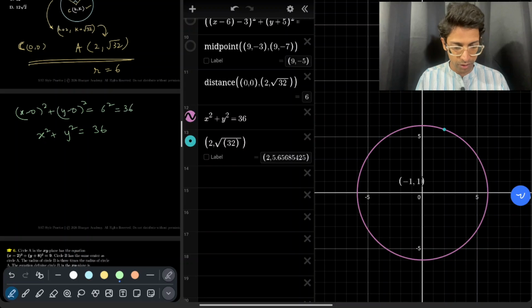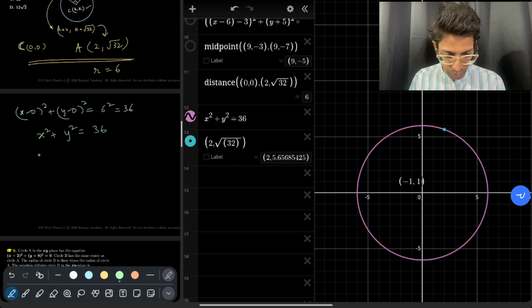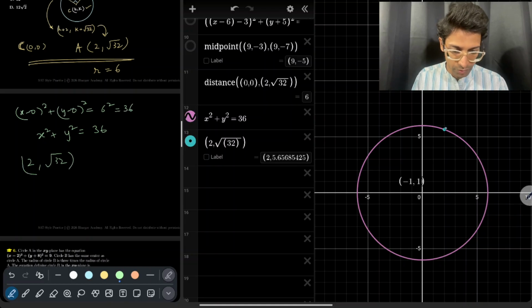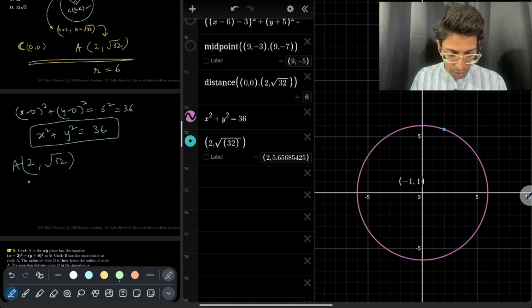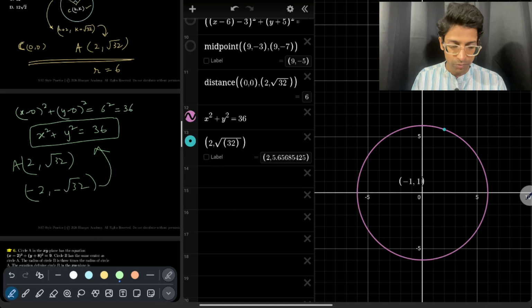Please pay attention. Now, let me tell you something. 2 comma square root of 32 is a point on the circle, which is A. Because this is the equation of this circle, minus 2 comma minus root 32 also should satisfy this equation. Because if you substitute this point, again this comes out to be 36.